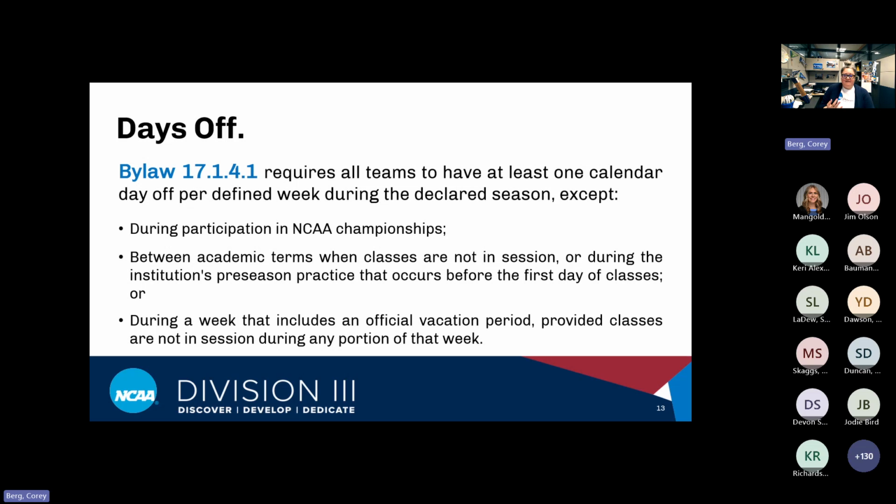And then the third situation, you don't need a day off if it's during a week that includes an official institutional vacation period and classes are not in session for any portion of that week. So think maybe like a spring break type situation. All other situations, you need to be giving your student athletes at least 1 calendar day off from athletically related activities. And there's that long list at the beginning of bylaw 17 about what athletically related activities are. And you need to do that consistently throughout the team's whole declared season.